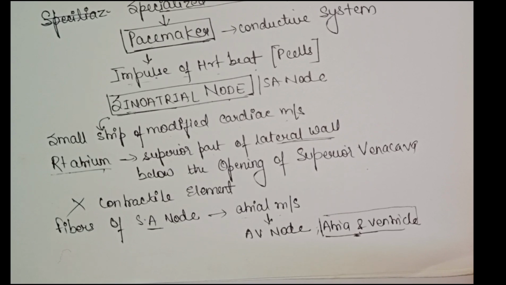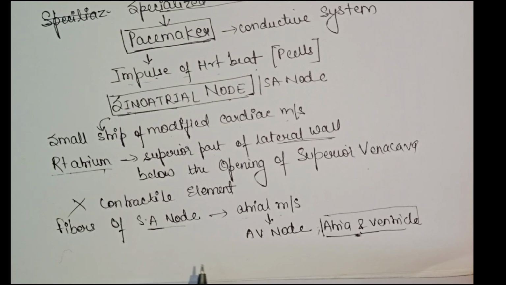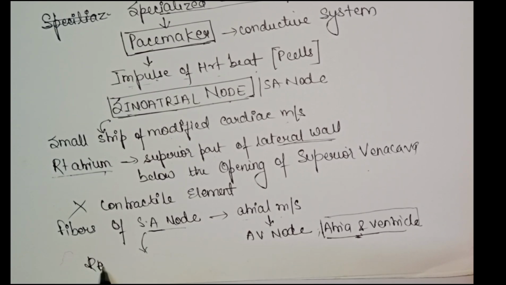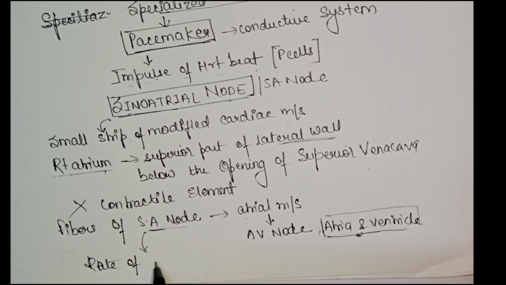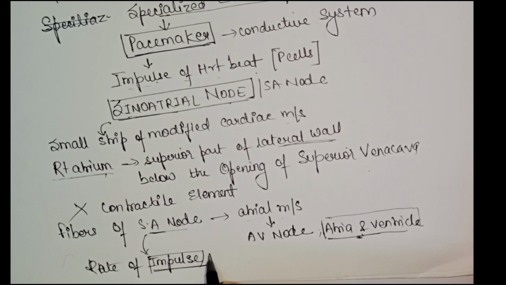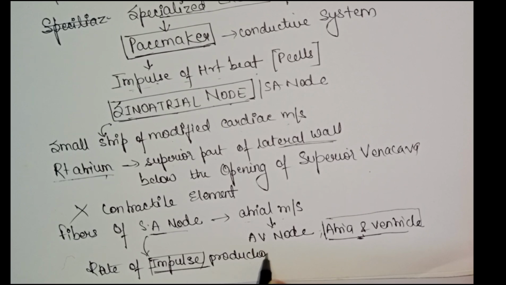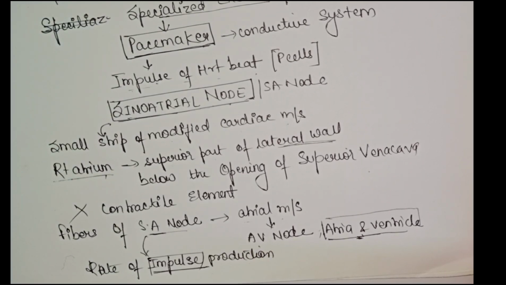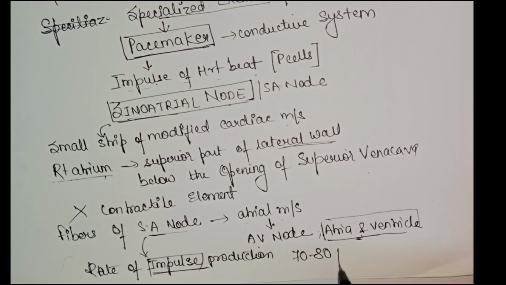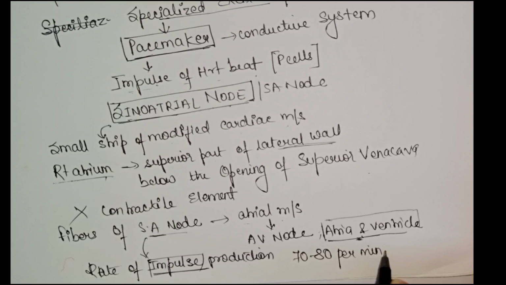Although all parts of the heart have rhythmicity, we consider the SA node as the pacemaker. Why? Because the rate of production of impulse at the SA node is more than the other parts, and it is about 70 to 80 per minute.